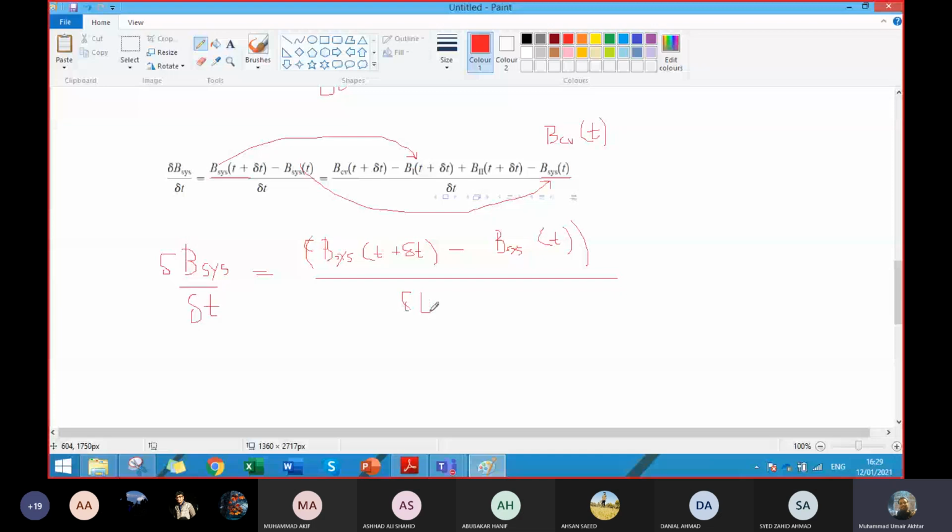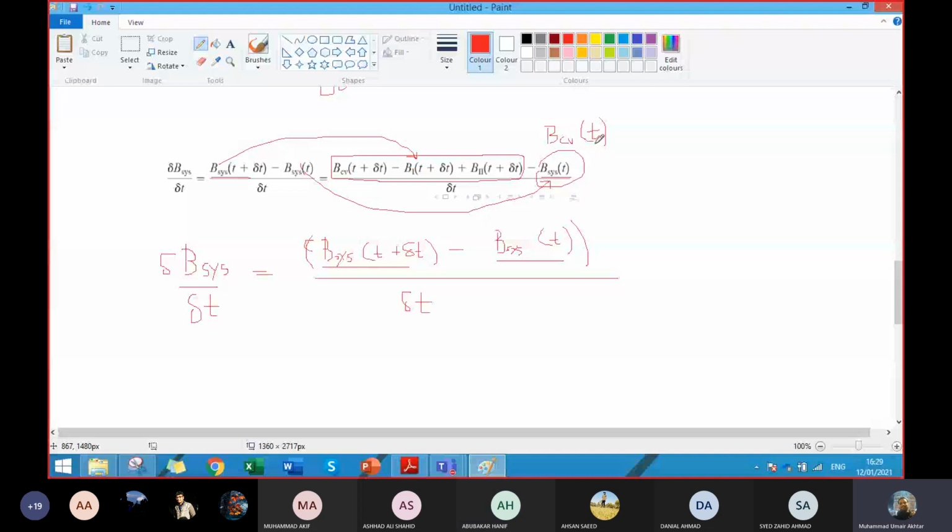Clear? We know this transformation of the system into control volume form. We have the linkage between these two properties. So in this above relation, we have just replaced that linkage. This is the B system form at T plus delta T, which is replaced by the control volume function. Clear? Yes, sir, clear.